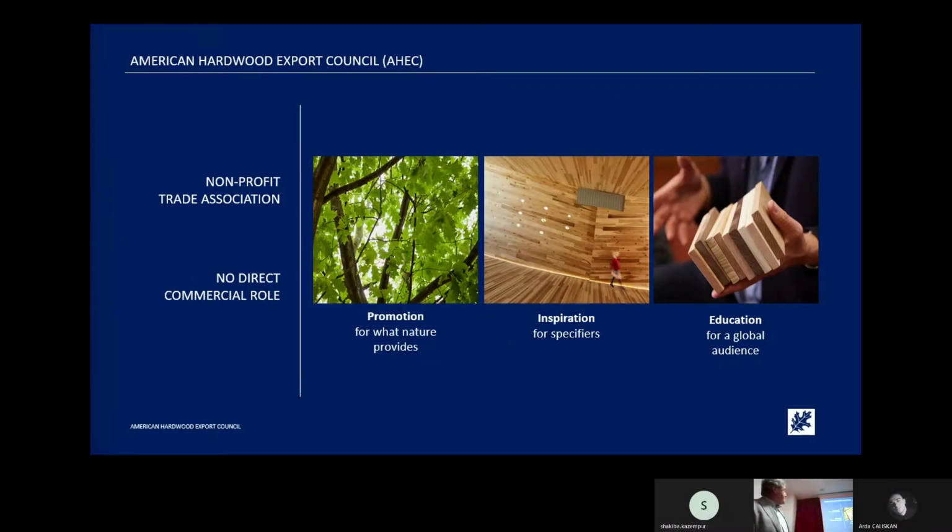So we are a non-profit association, so we don't buy wood, we don't sell wood. By communications, a communication platform, and innovative marketing strategies involving furniture design competitions, and also the use of timber in structural projects, we can demonstrate and provide inspiration for architects and promote what nature provides, and also give education to students like yourselves.